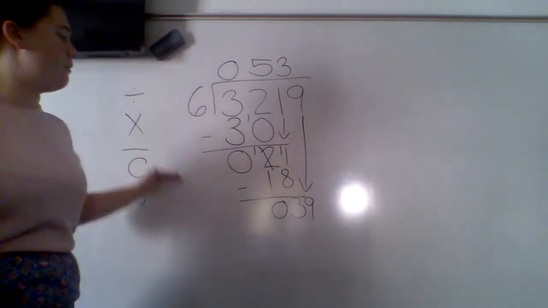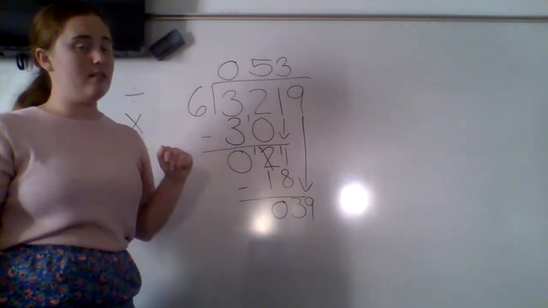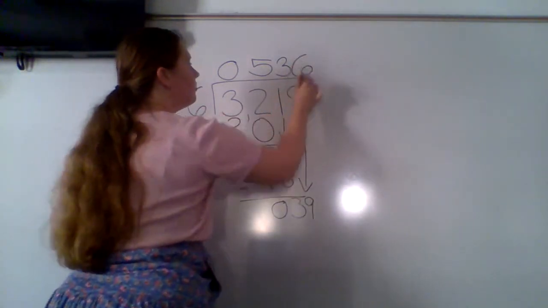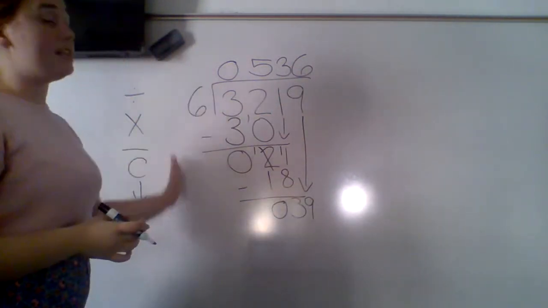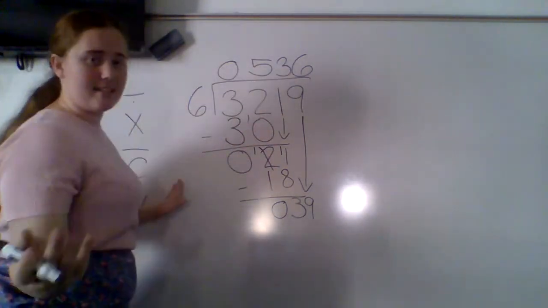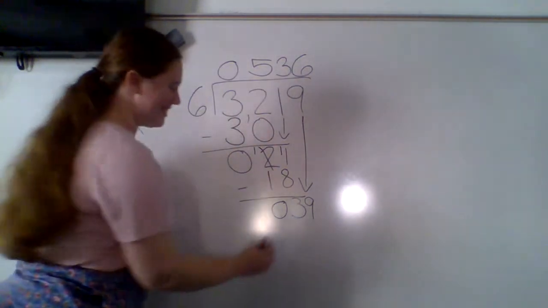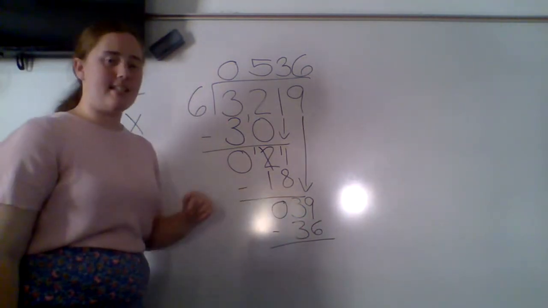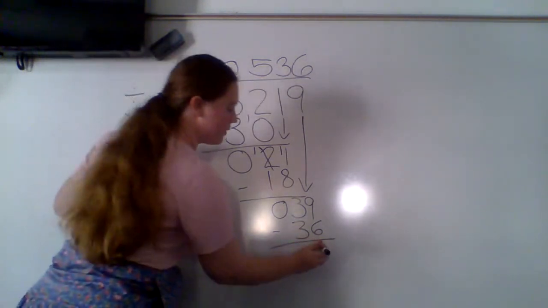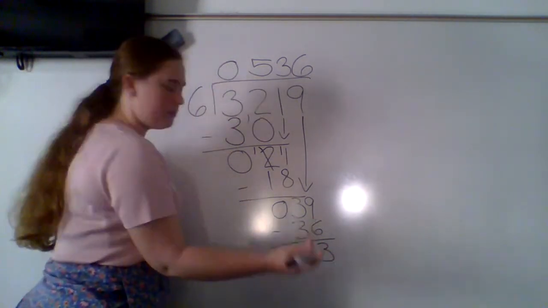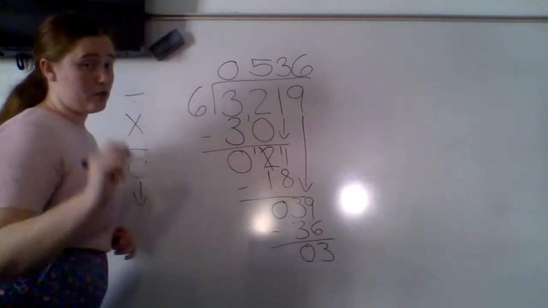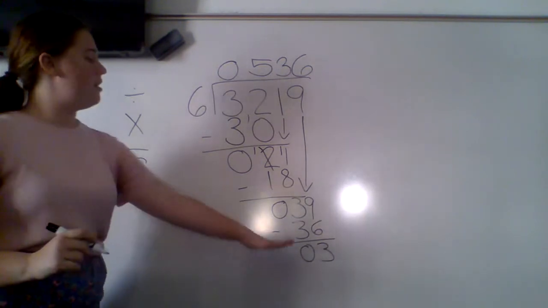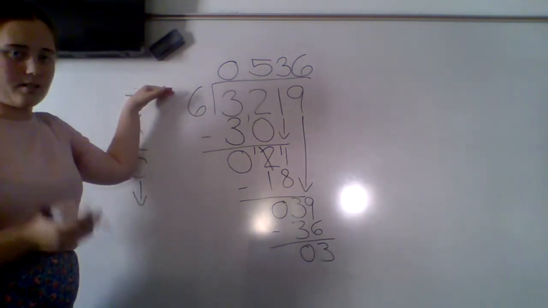Okay, 6 will go into 39. How many times? Let's try 6. If you know your 6's, this should be fairly easy. 6 times 6 is, right, it is 36. Okay, 9 minus 6, well, we know that. That's 3. And 3 minus 3 is 0. Good job. Let's compare. 3 is smaller than 6, of course. Good.